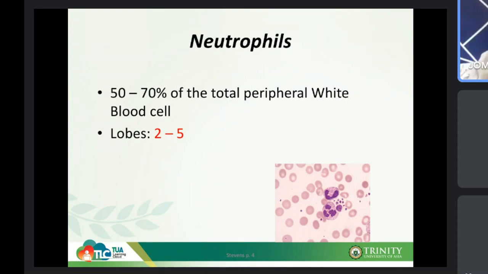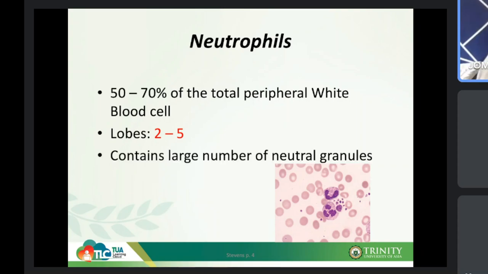Your neutrophils are so abundant inside the body that they are the first cells to go to a particular site of infection, if any is present. So your neutrophils, ladies and gentlemen, are the first ones to respond. Because they are the most numerous, they are the first to respond. They are capable of phagocytosis, meaning they eat the antigen or the pathogen present inside the body. Your neutrophils are able to kill, destroy, and digest these foreign materials because they contain a large amount of neutral granules, particularly your primary or azurophilic granules and your secondary granules, that help eradicate and digest the antigen or the pathogen present in the body.